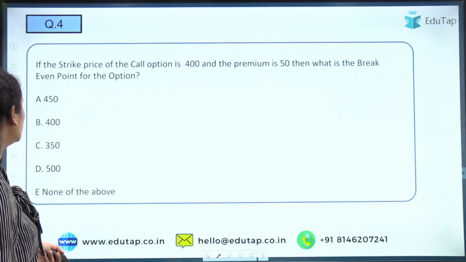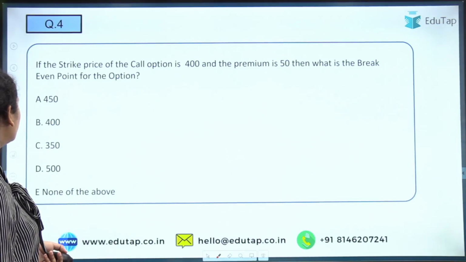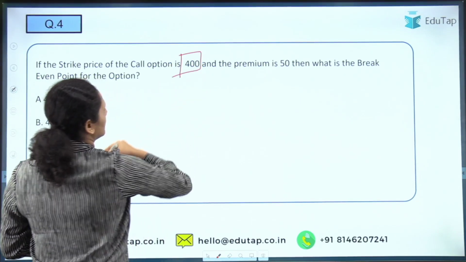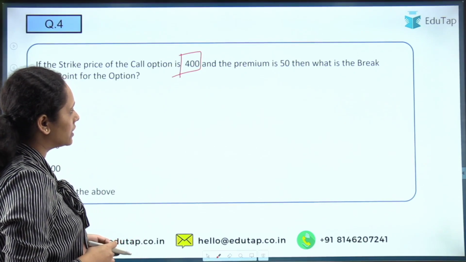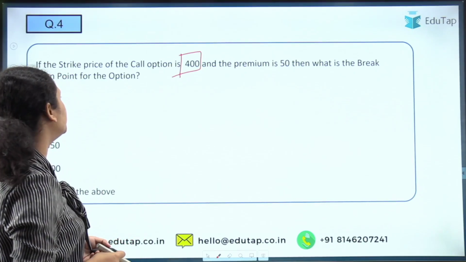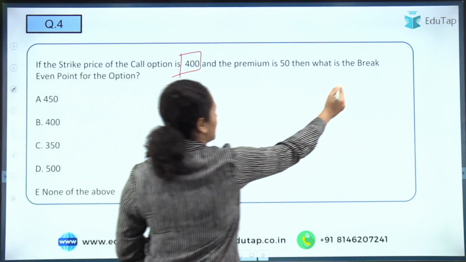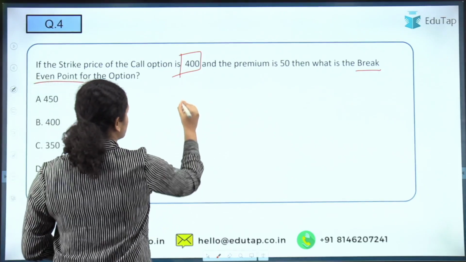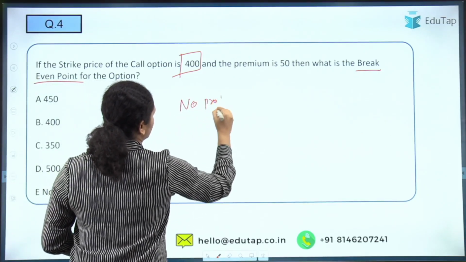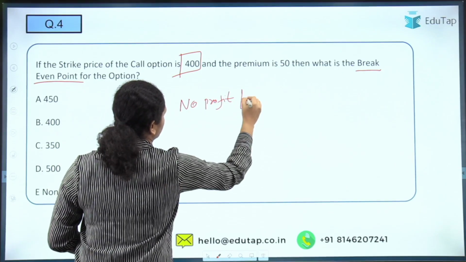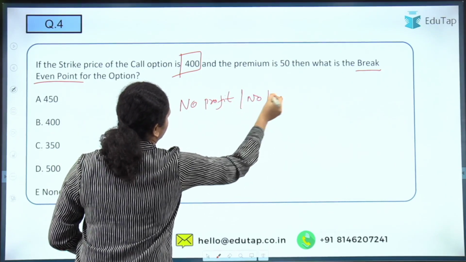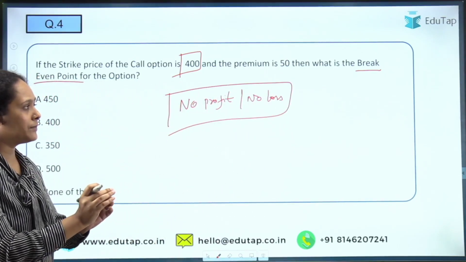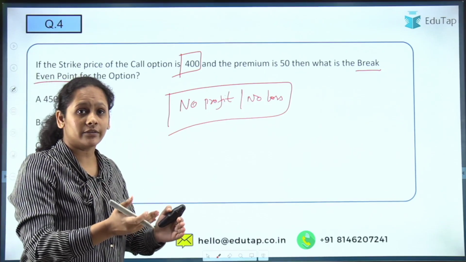Let's move to question 4. The question says that if the strike price of the call option is rupees 400 and the premium is 50, then what is the break even point for the option? Firstly, what is break even point? Break even point is the point at which the person makes no profit or no loss. We would have heard this term very commonly. It is the amount where the person neither makes a profit nor a loss.